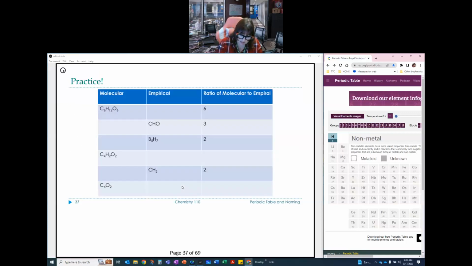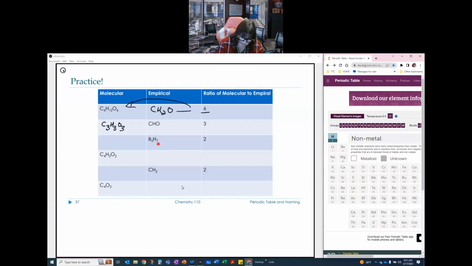So we talked about C6H12O6 having an empirical formula of CH2O. If I tell you that that empirical formula is CH2O and I tell you that its ratio is 6, then you should be able to get from this and this back to that. Okay, so if I have an empirical formula of CHO and my ratio is 3, that means that this is C3H3O3. Okay, just the multiplication. That's all we're doing for that.